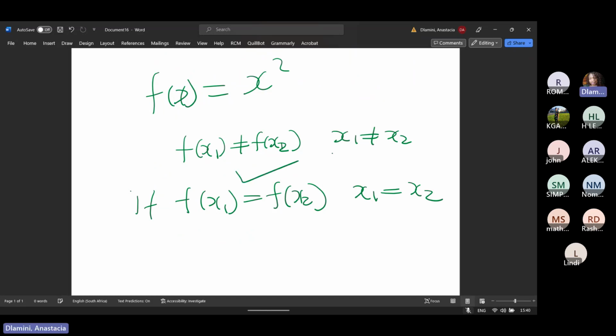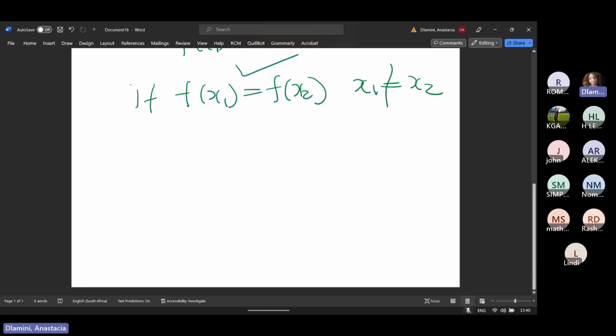If this is true, but this is not true, where x1 is not equal to x2, then it's not a one-to-one function, just like a quadratic function. Are we sorted up to that point? Yes, ma'am. Thank you. Now, if you have a graph like this, how do you know this is a one-to-one function or not?